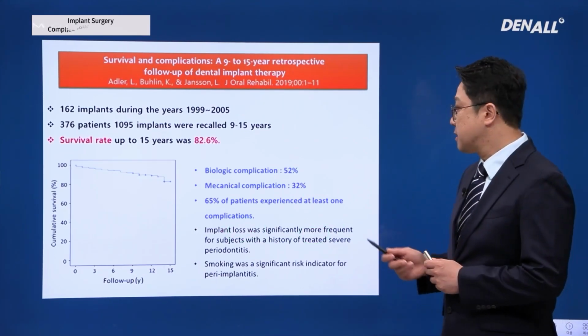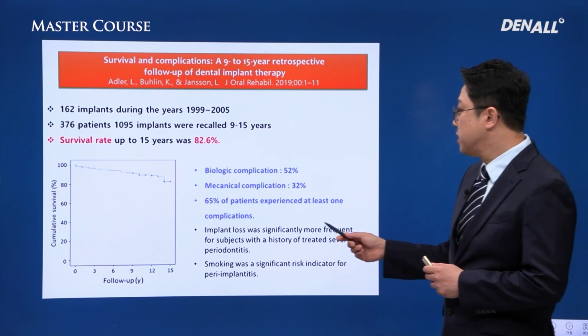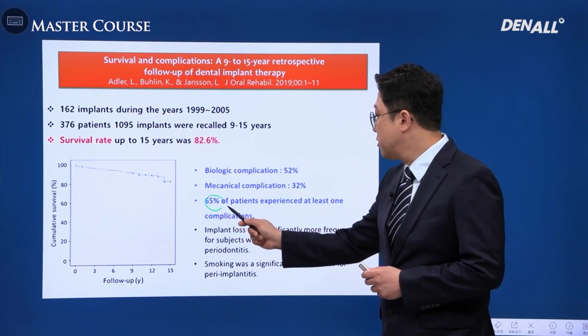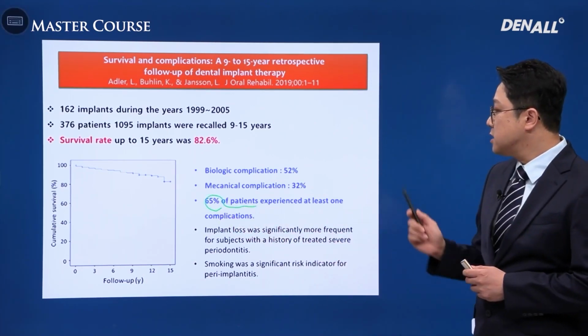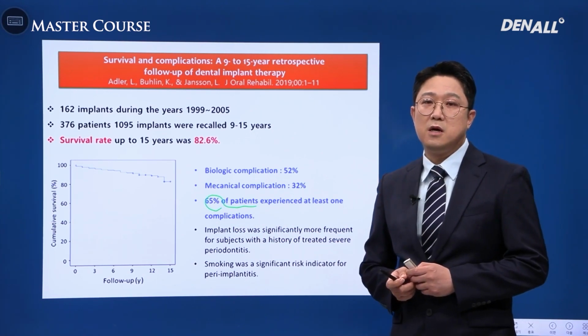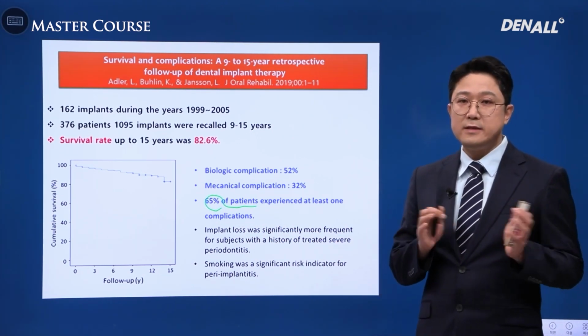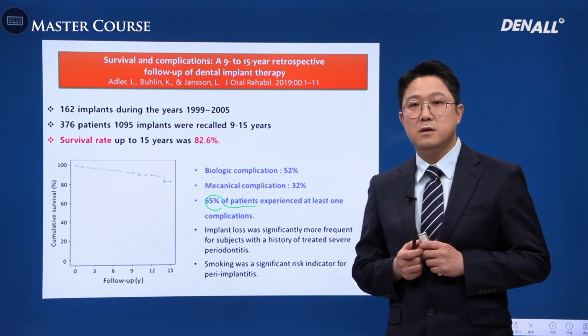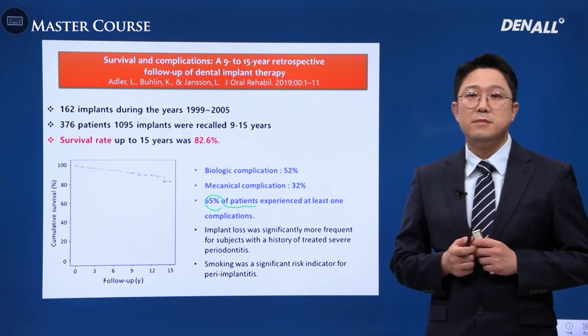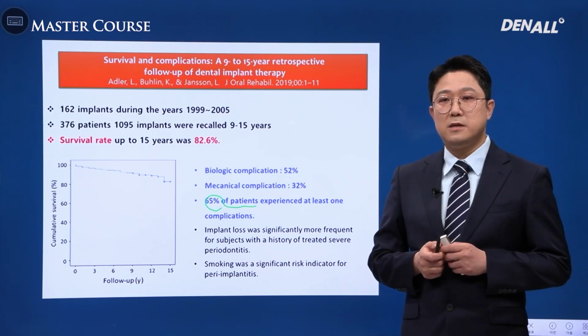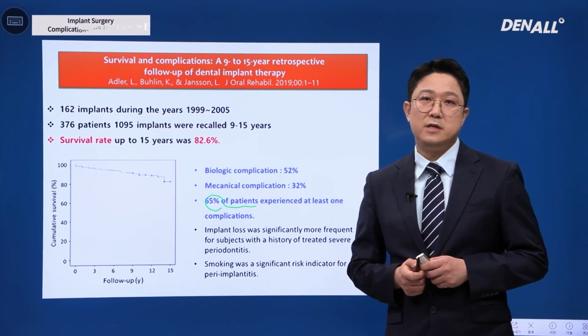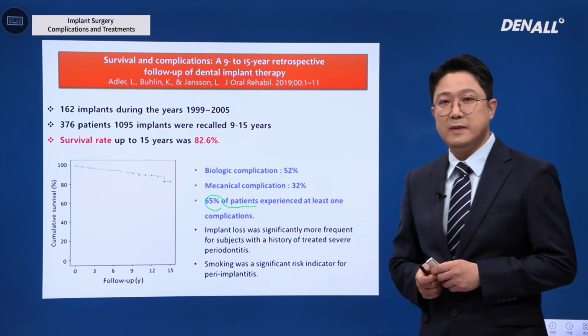This is a different study, and in this study, about 65% of patients experience at least 1 or more complications. Regardless of the degree of severity, we can note that there is a high prevalence of complications. Let's look at when these complications occur and how to respond to them.